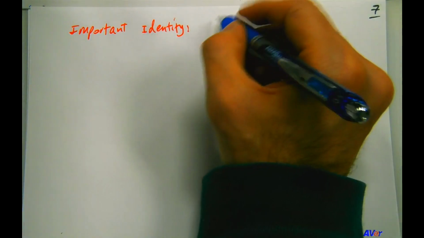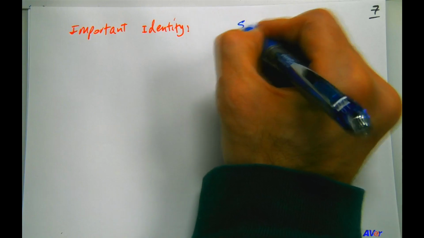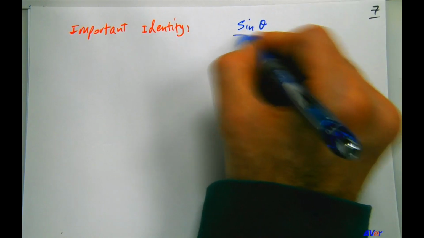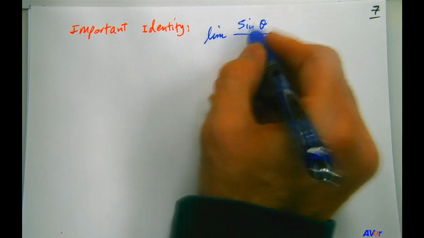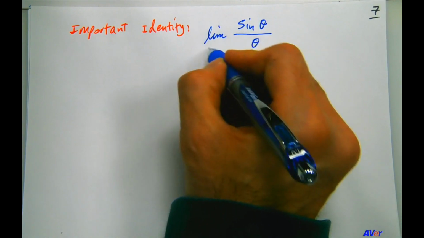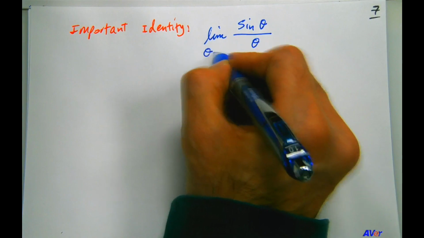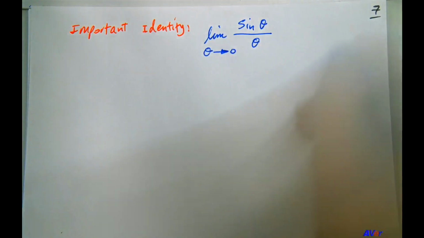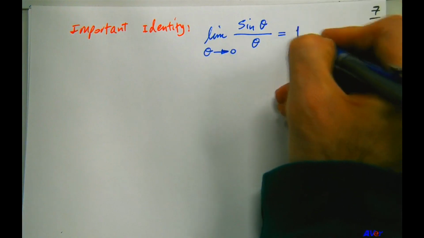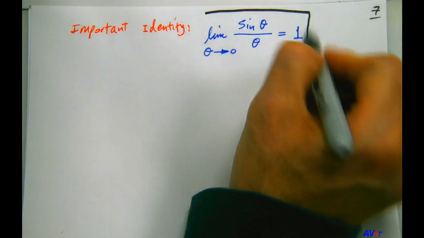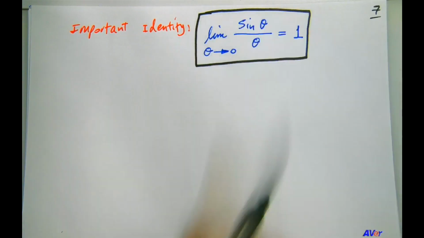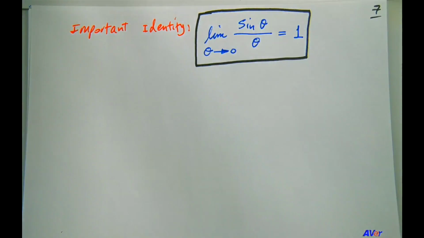Where it says that if you have sine of some angle divided by that angle, and if you take the limit of that ratio as the angle approaches 0, then this is always equal to 1. Right? Very, very important identity. We have a lot of use for this in this course, and if you're taking higher level calculus classes, you will see this again and again.